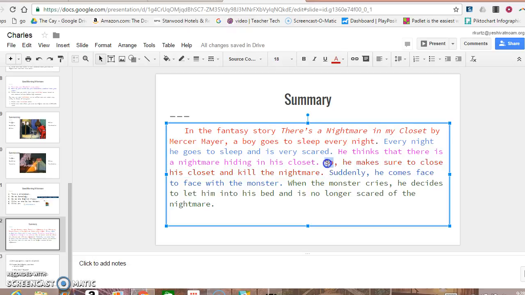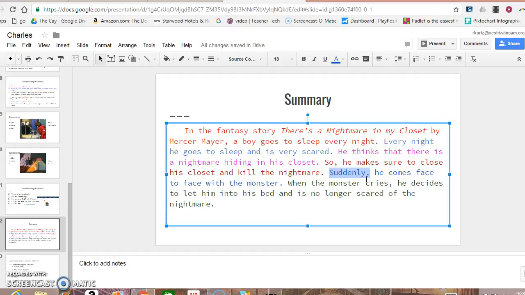I use a transition, so, to kind of segue into the next part of the story. But yet again, I did not write the word reaction. I then wrote suddenly. Suddenly is kind of like that, dun dun dun, when it comes to a transition. Suddenly he comes face to face with the monster. So you almost feel like there's this conflict going on.